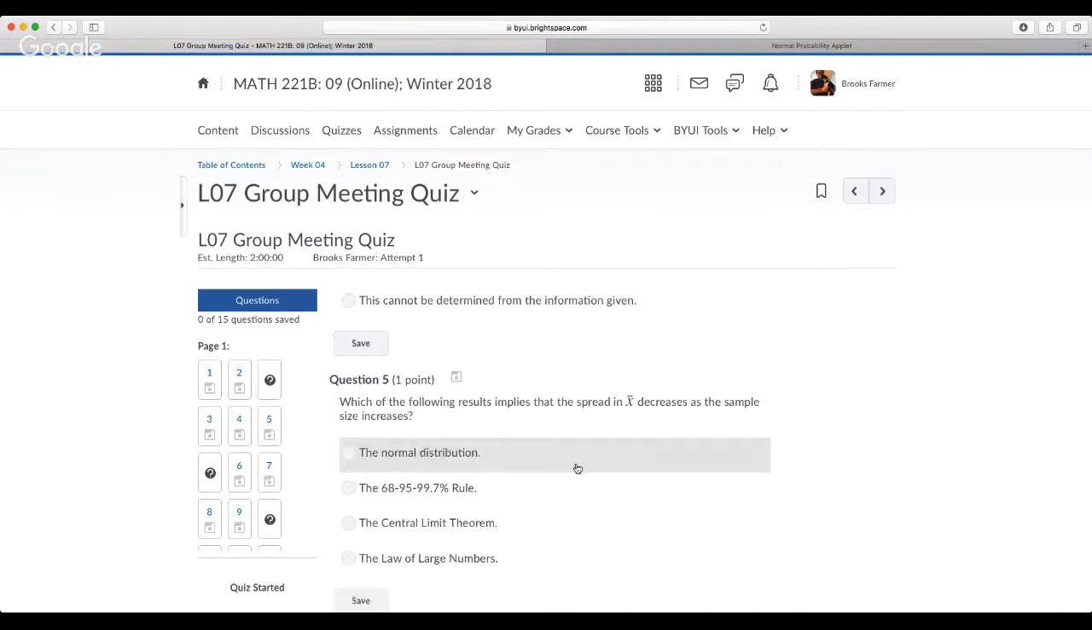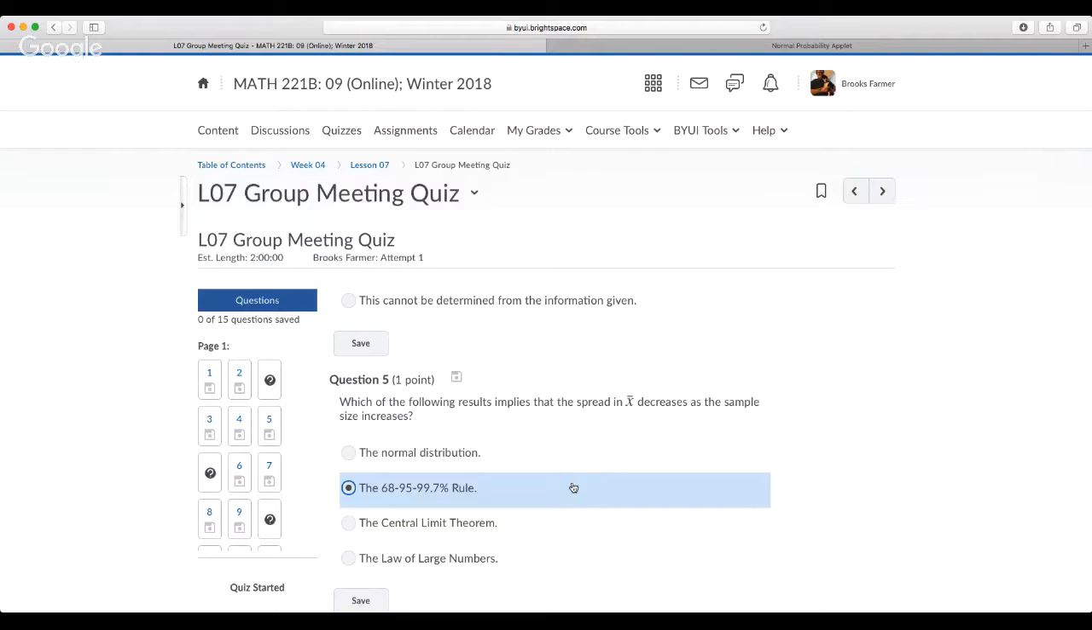We're ready for 5 then? Yeah. Which of the following results implies that the spread in sample means decreases as the sample size increases? This is actually the 68, 95, 99.7 rule. Mm-hmm. That makes sense why? Wait, so which of the following results implies that the spread in sample means decreases as the sample size increases? No, I don't. Is that right? Is that right? Isn't that like the central limit theorem or the law of large numbers?